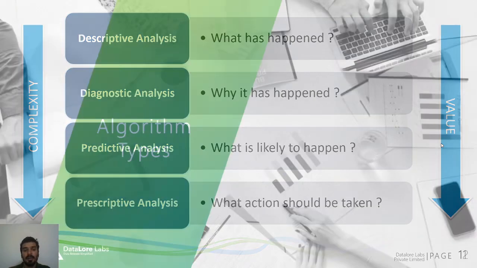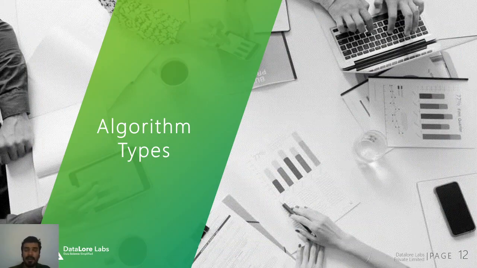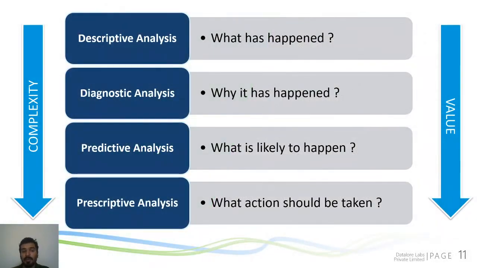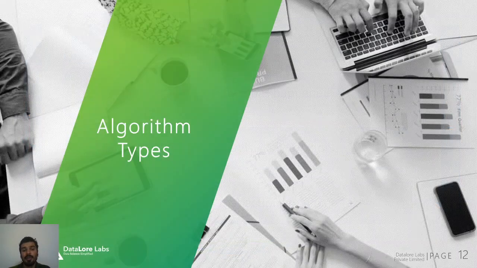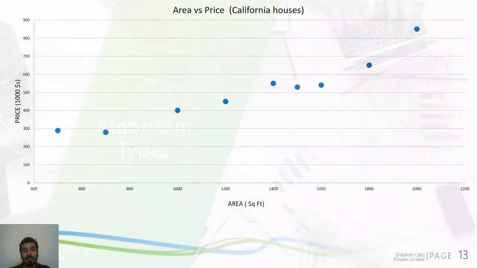Then we talked about predictive analytics being done using machine learning and deep learning, right? So we will talk about some of the algorithms that we have in machine learning and deep learning. The first algorithm that we will be looking at is called regression.